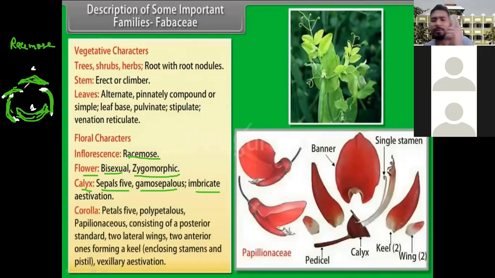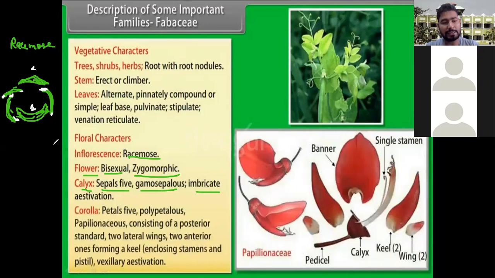So one will be outside and one inside. One whirl outside, one whirl inside, and the other whirl in a twisted manner. This is one type of imbricate. Similarly, imbricate quincuncial is also there: two outside, two inner, and one in a twisted manner. So this is the basics. The sepals, meaning the calyx, have such a type of estivation.